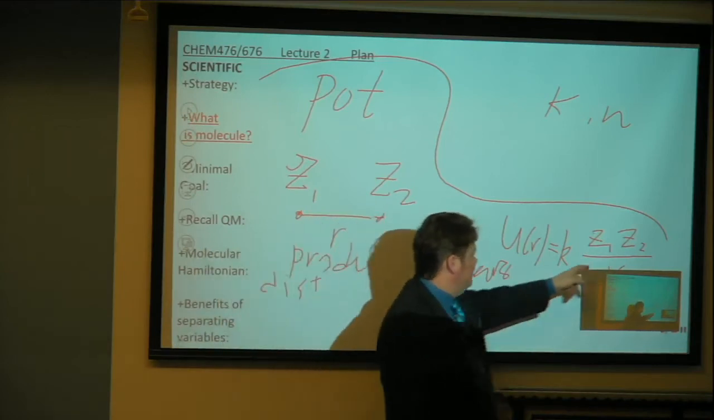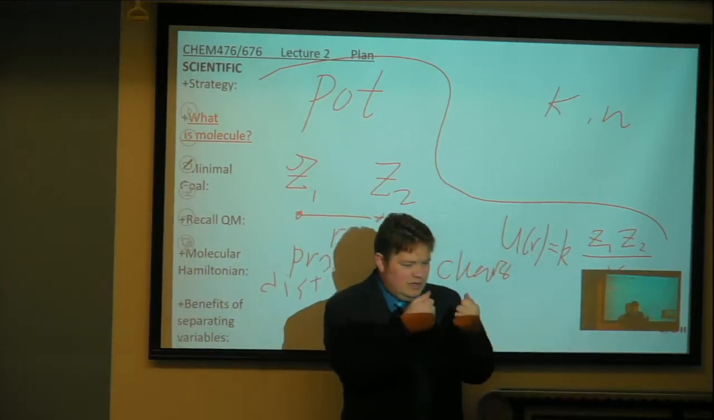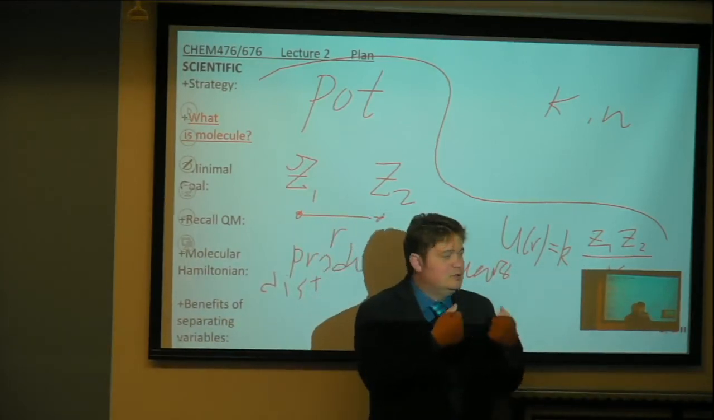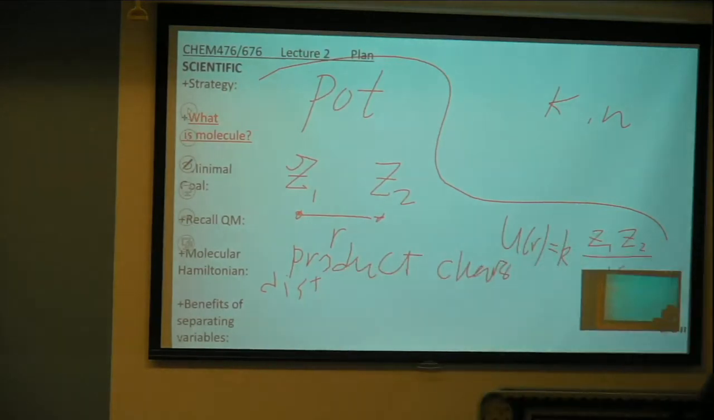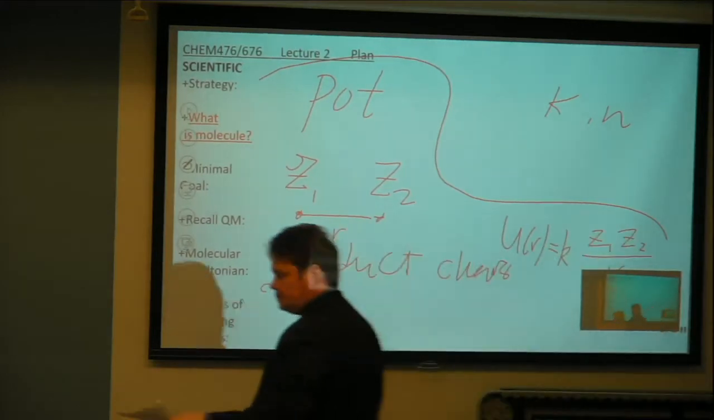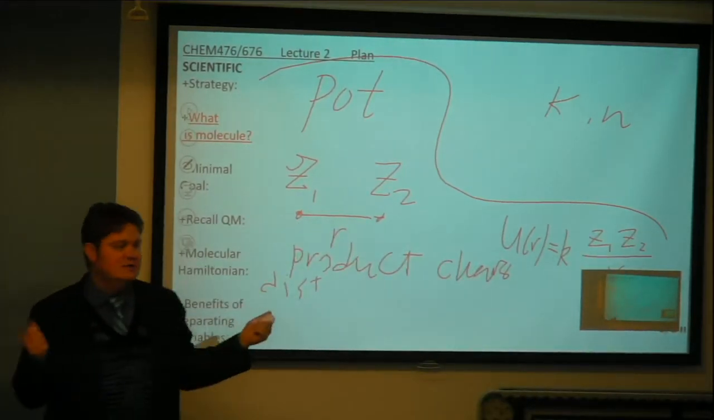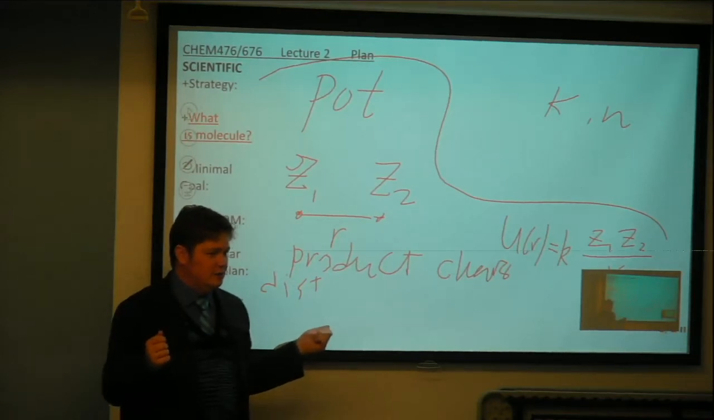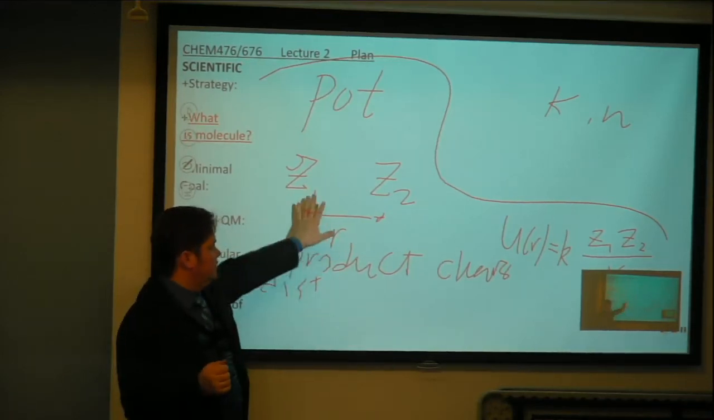And 1 over R means when they are close, the absolute value of energy is huge, and when they're far enough, one can neglect it. It becomes zero. So you got Coulomb's law.